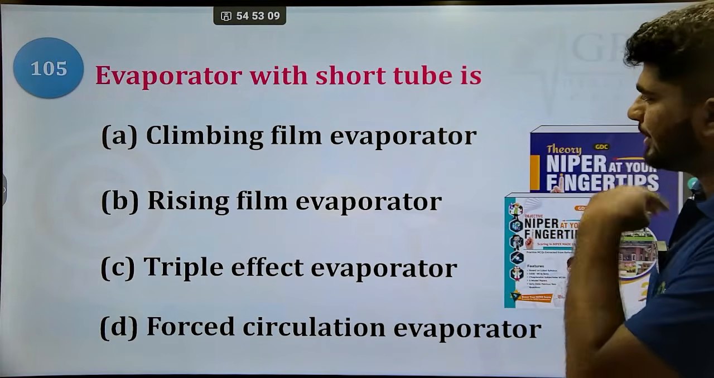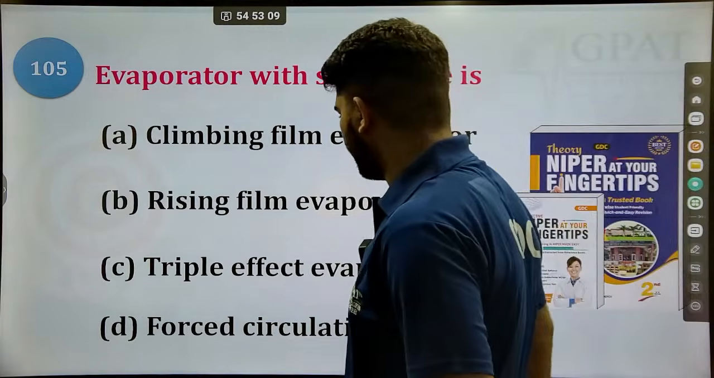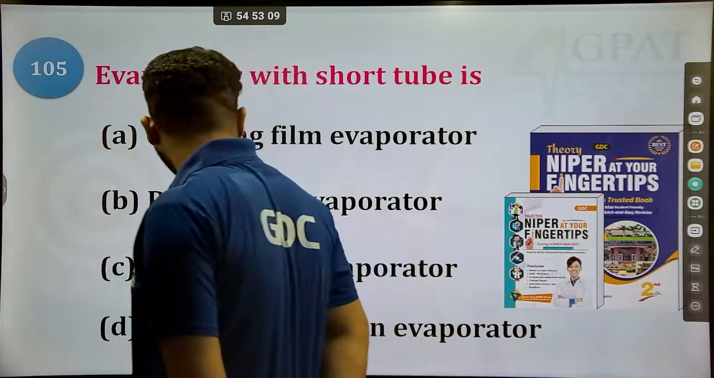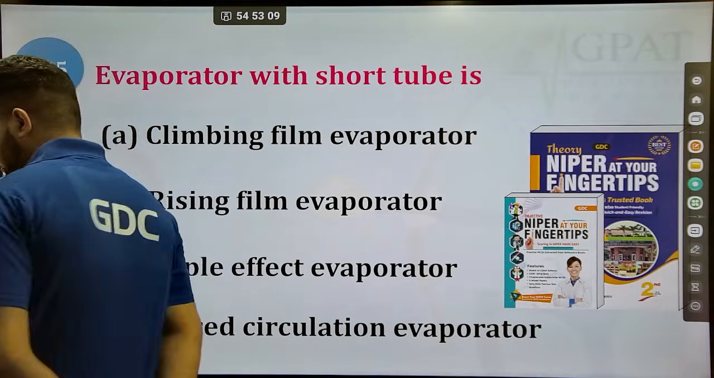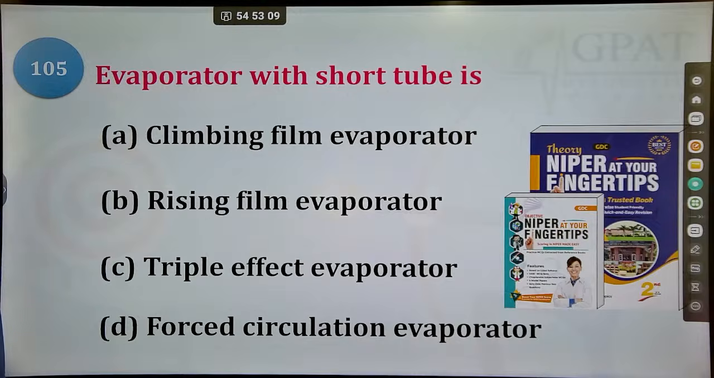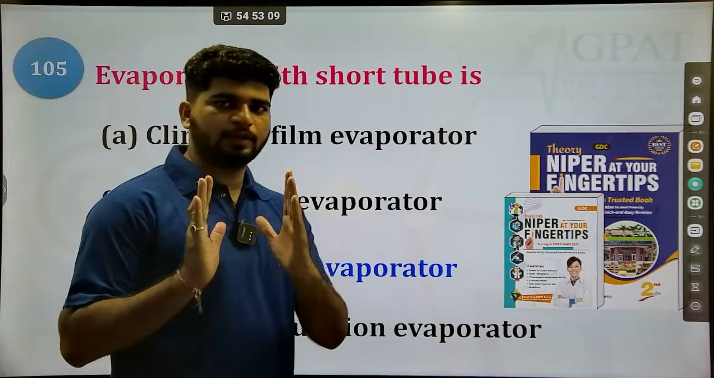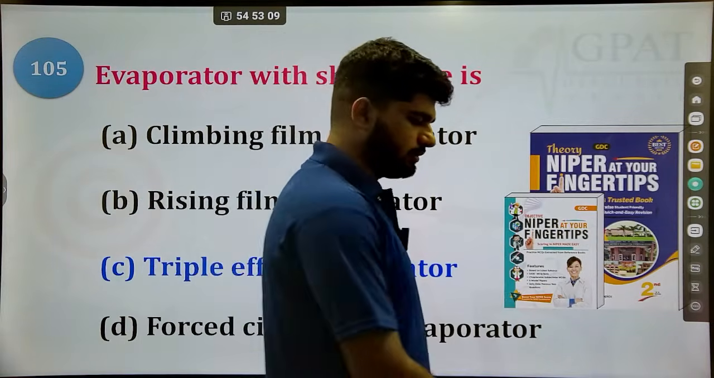Evaporator with short tube: climbing film evaporator, rising film evaporator, triple effect evaporator, forced circulation evaporator. Anyone? What's that, guys? That is your triple effect evaporator, because you will be seeing a short tube going from one evaporator to the second evaporator.